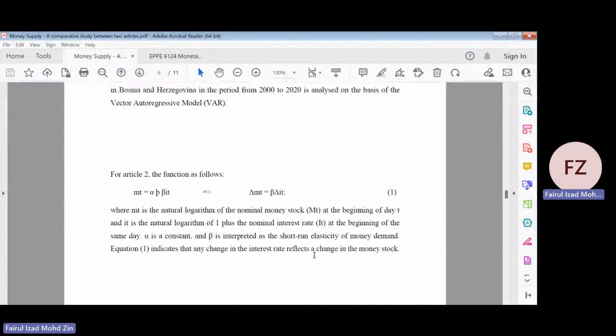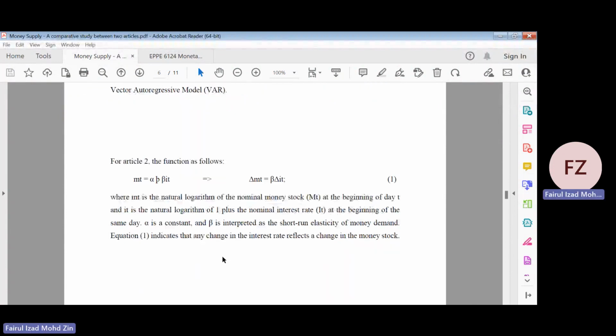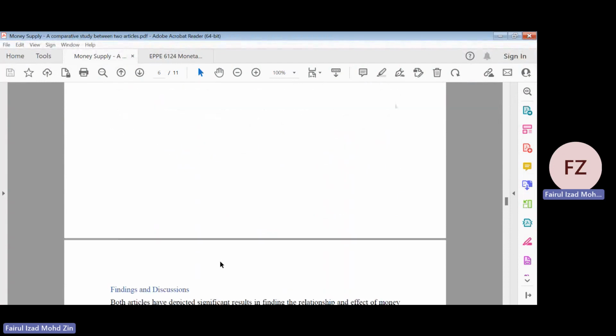For Article 2, in the case of Brazil, the function is as follows: MT equals alpha plus beta change in IT, where MT is the natural logarithm of the nominal money stock at the beginning of day T, and IT is the natural logarithm of 1 plus the nominal interest rate at the beginning of the same day. Alpha is a constant and beta is interpreted as the short-run elasticity of money demand. Equation 1 indicates that any change in interest rate reflects change in money stock.